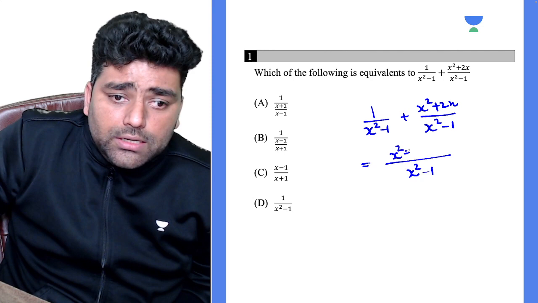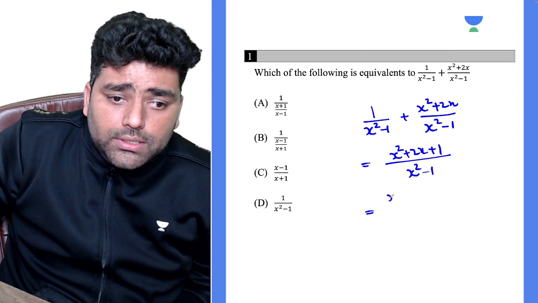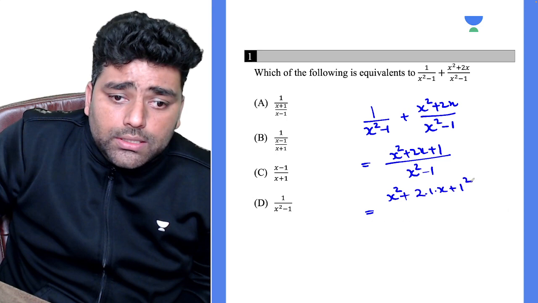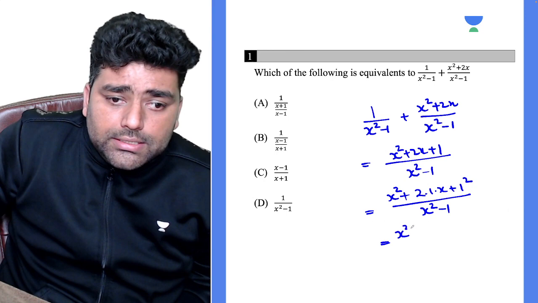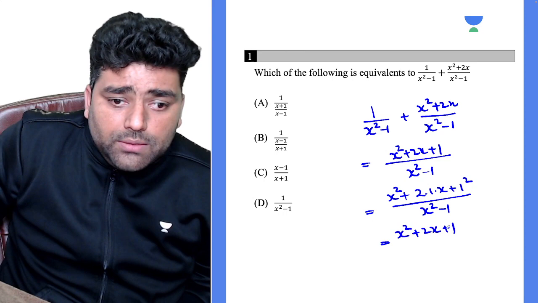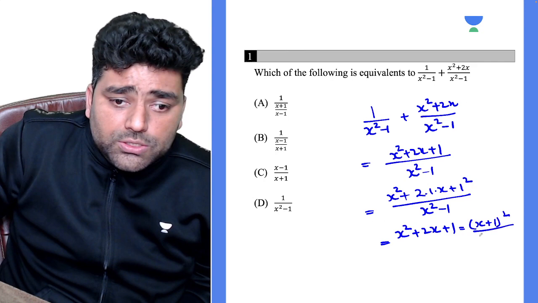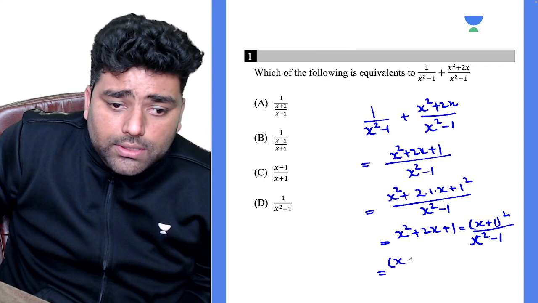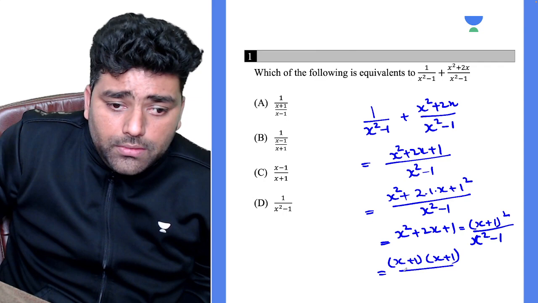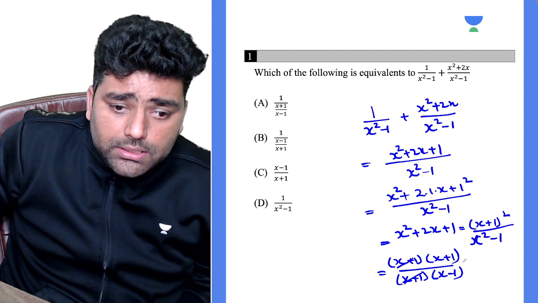Now if you see this, this becomes x square plus 2 times 1 times x plus 1 square, divided by x square minus 1. So definitely this is x square plus 2x plus 1, which is x plus 1 whole square. So this becomes x plus 1 whole square divided by x square minus 1. In the numerator you can write x plus 1 times x plus 1 because that is the square, and the denominator is x plus 1 times x minus 1. So this cancels by this, and you get x plus 1 divided by x minus 1, right?